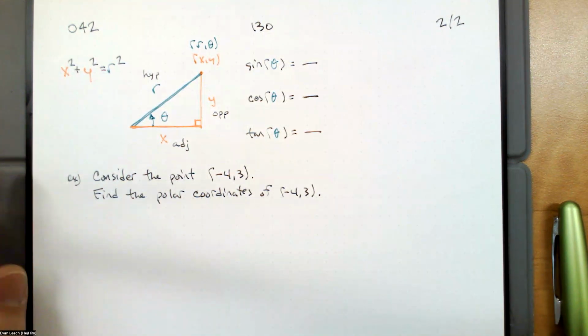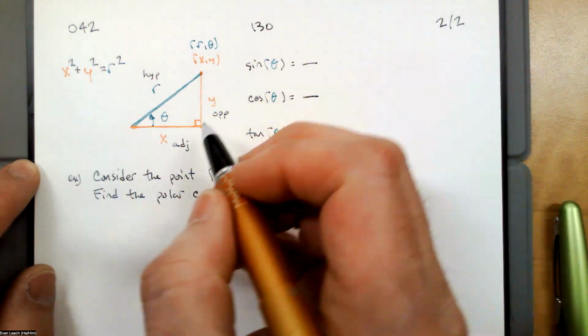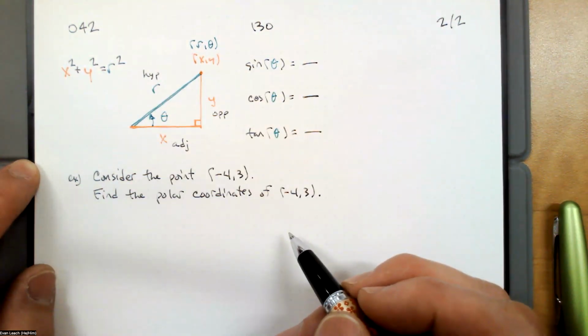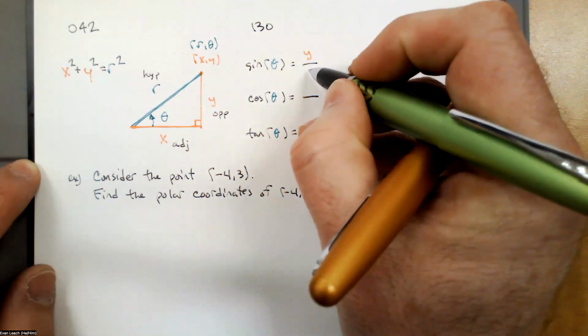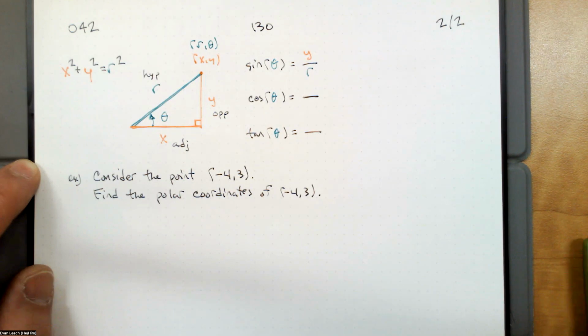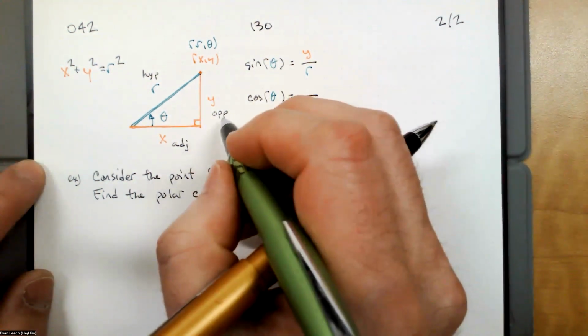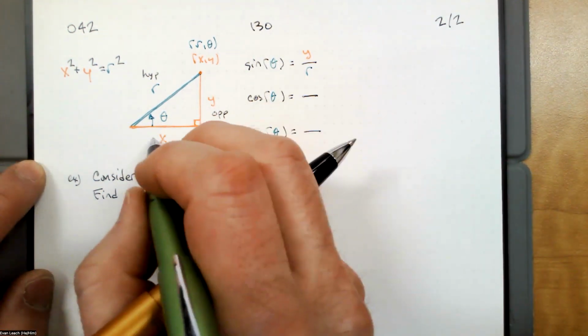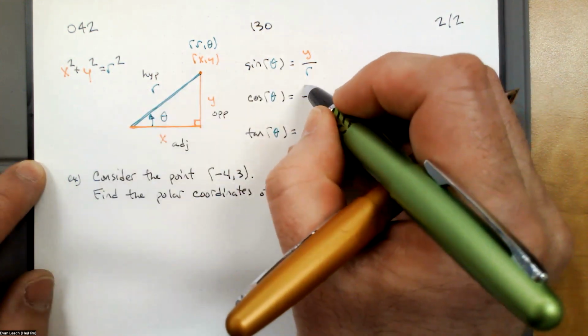Since sine of theta is opposite over hypotenuse, what is sine of theta in terms of x, y, and r? Opposite y over hypotenuse r. What is cosine of theta in terms of x, y, and r? Cosine is adjacent over hypotenuse, so x over r.